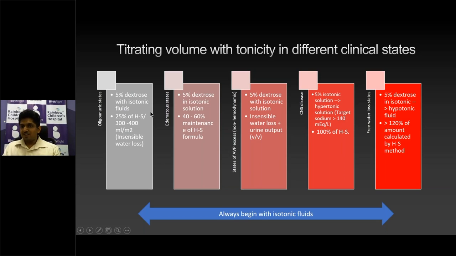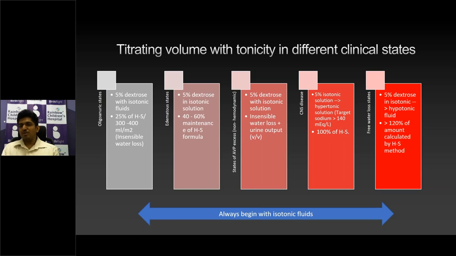Coming to the edematous states, as soon as you see the patient, the child looks edematous, again you start on isotonic solutions, and you give only 40 to 60% of maintenance of the Holiday-Seger formula. Suppose the patient is non-edematous, but also not dehydrated, then you are considering a euvolumic state, probably a state of AVP excess, but the stimuli could be non-hemodynamic. So here you start on 5% dextrose with isotonic solution. The maintenance fluid again here would be around 70 to 80%.